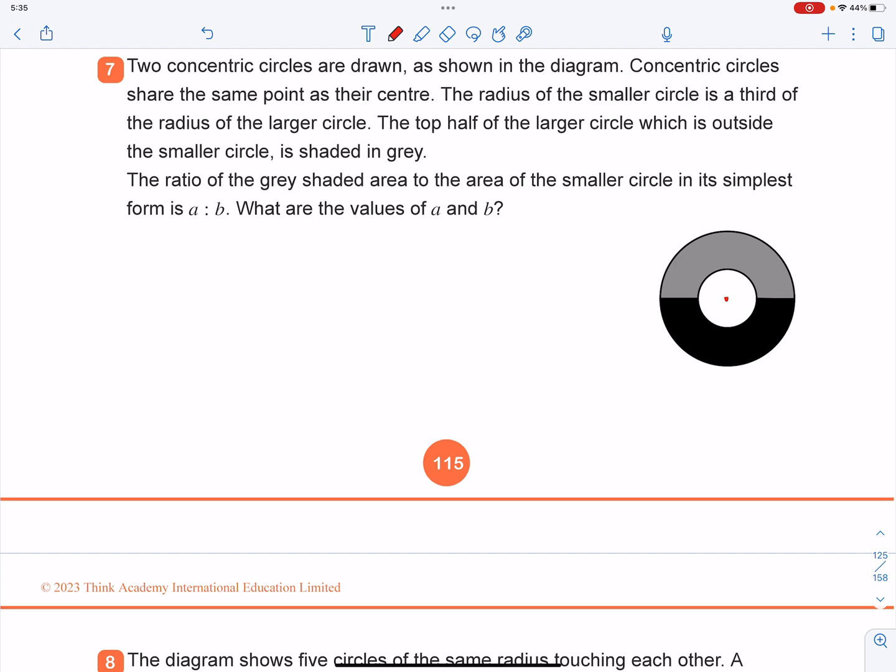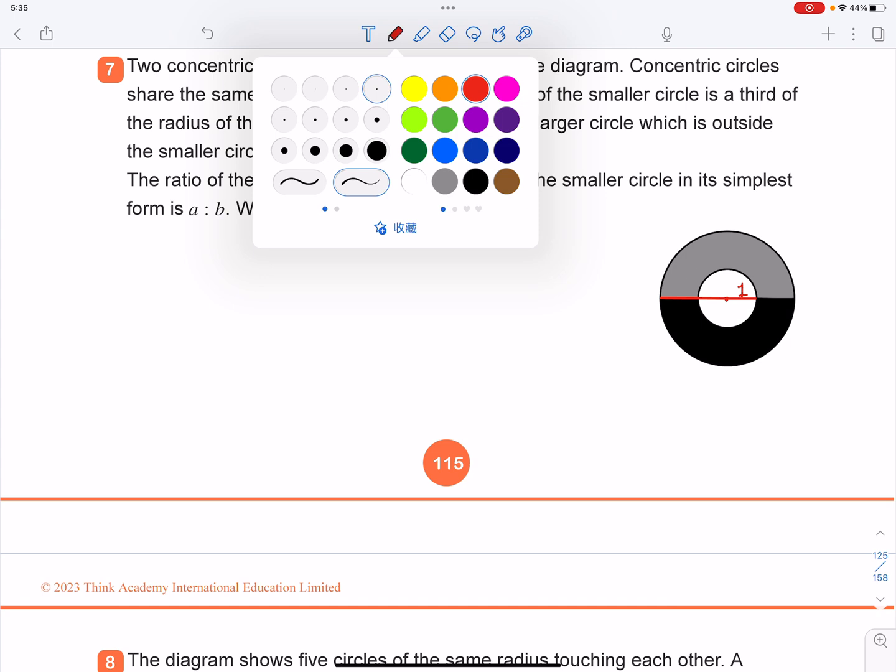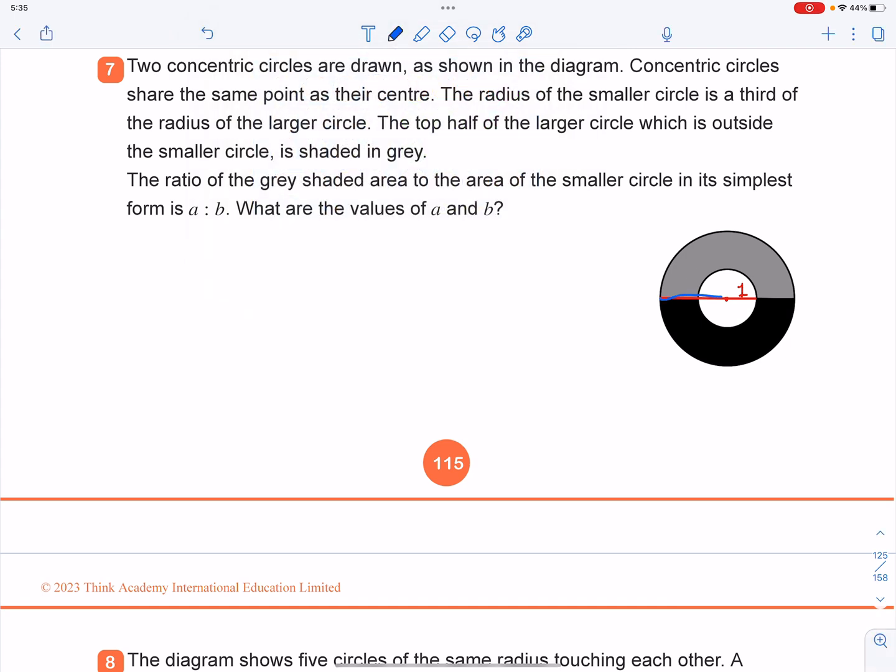So that means if we set the radius of the small circle as 1, then the radius of this large circle will be 3. Okay? So let's call that 3. And since the question asks you about the ratio, you can just use 1 and 3 to help you solve the question. And then the top half of the larger circle, which is outside the small circle, is shaded in gray.